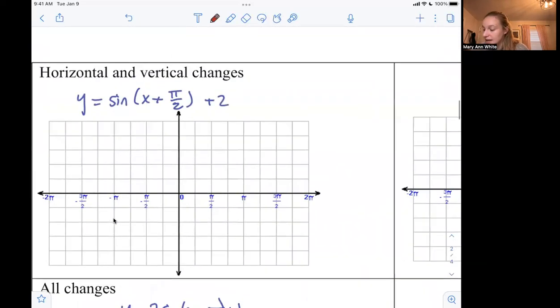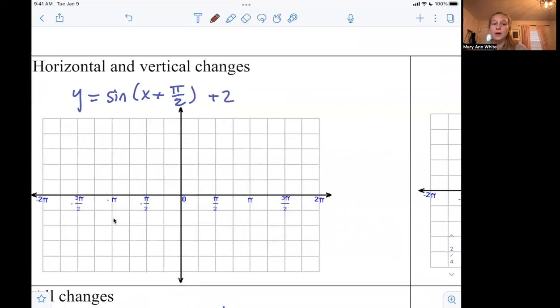This next one has a vertical and a horizontal shift. So I'm not changing my amplitude or period. My amplitude is 1, my period is 2 pi. However, I'm going to go right or left, and I'm going to go up and down. The number inside with x tells me what I'm doing and which direction. This time I'm going to go left pi over 2. And my number on the outside tells me my up and down distance. So I'm going to go up 2.